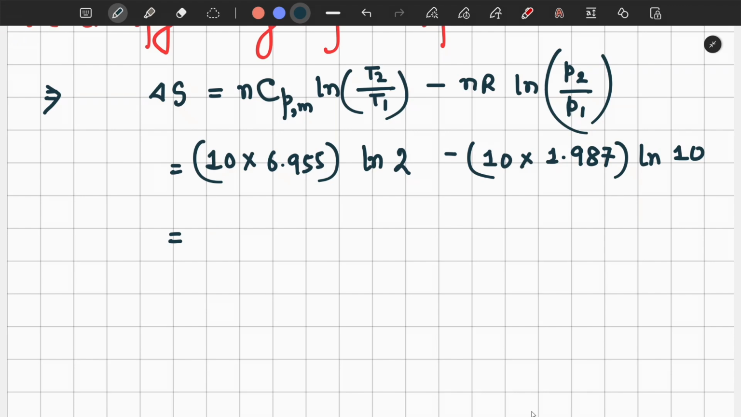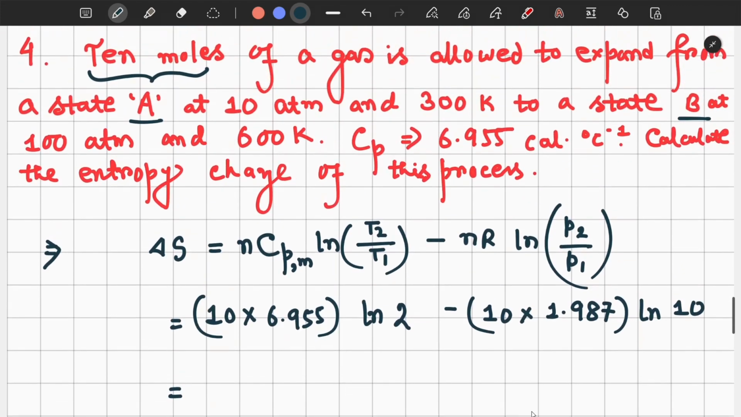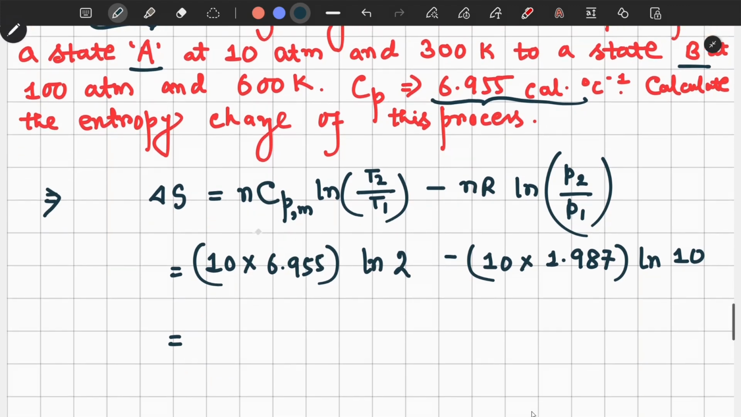Okay. 1 minute. I think this is not for per mole. Otherwise, it will be mole inverse. It is not per mole. It is total. Total CP is given here for 10 mole. Otherwise, there should be a mole inverse. If it is molar heat capacity, then obviously there should be per mole, but it is not.